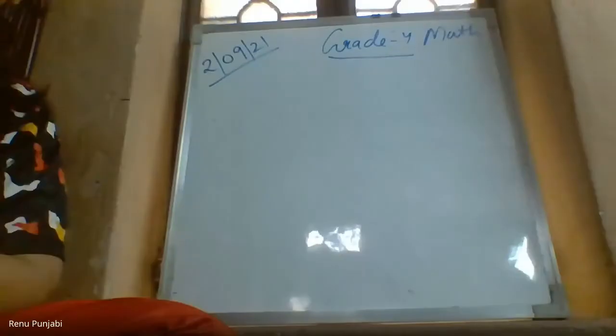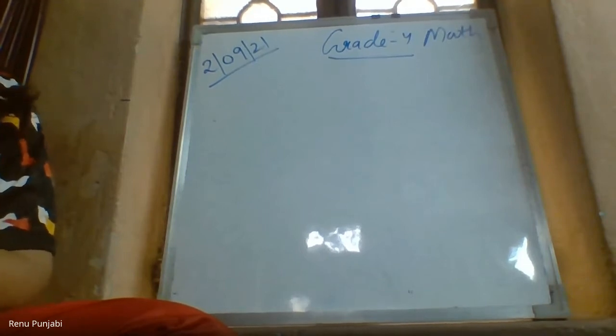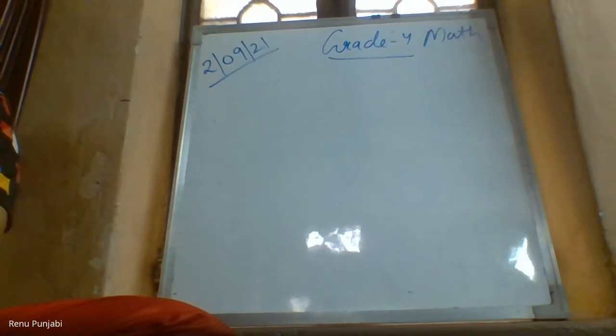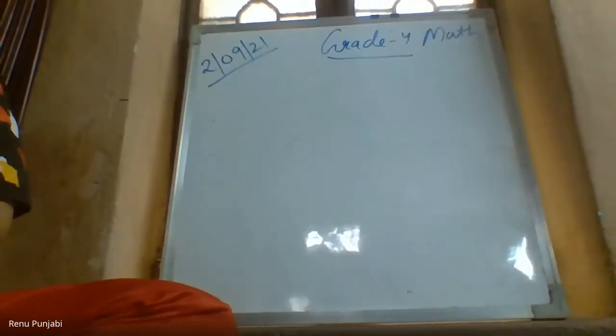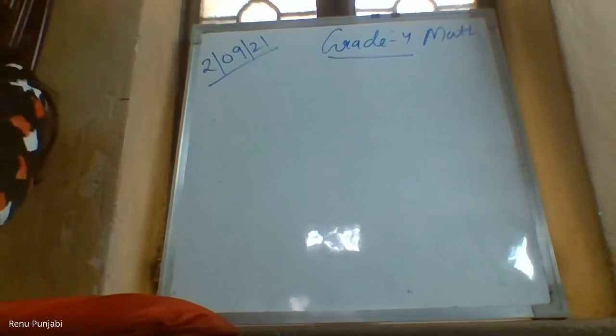We will wait one more minute, then we will start the class. Be ready with your notebooks. And please tell me which topic we have learned in the last class. Multiplication of capacity. Yes, we have learned about the multiplication of capacities. So, what are you expecting? What is your next topic? Ma'am, division.